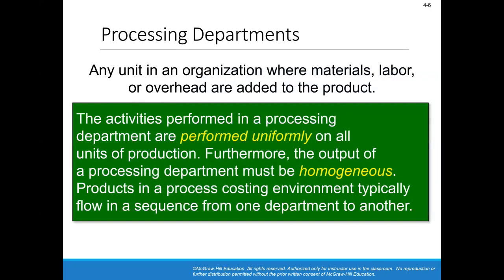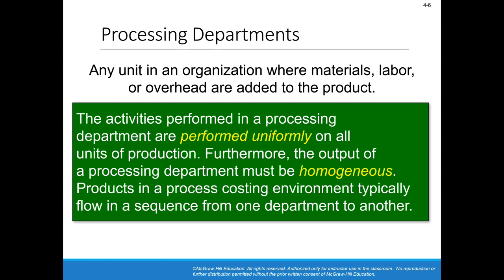All right, any unit in an organization where materials, labor, or overhead are added to the product. So let's look at those processing departments. We're going to go through 2 and look to see how we're going to assign the cost. So the activities performed in a processing department are performed uniformly on all units of production. So whatever that department is doing, it's doing it for all of the units. And then the output of a processing department must be homogeneous, which means it's the same, it's not changing.